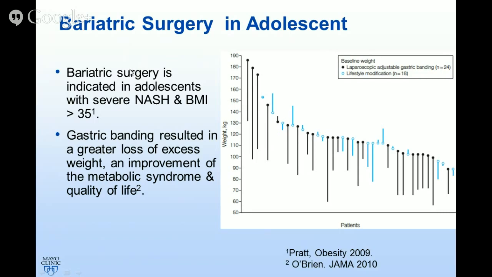So bariatric surgery in adolescents. Actually, bariatric surgery is an option in adolescents with severe NASH and a BMI more than 35. These candidates should be screened carefully for psychological readiness and for skeletal maturity. Here I show one of the studies done in adolescents who were randomized either to have the bariatric surgery, which is gastric banding, and those patients are represented in black dots and black line, showing the weight loss over the period of the study, which is 2 years, or to just lifestyle intervention. And as you see here, patients who had the bariatric surgery had more significant weight loss compared to patients who had only lifestyle intervention, though some patients with lifestyle intervention did lose a significant amount of weight. So this is to say that this surgery is possible in adolescents and it's effective. And it's associated with improved lifestyle and metabolic syndrome.